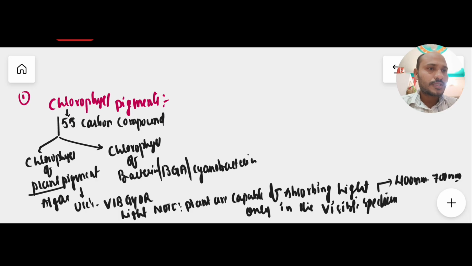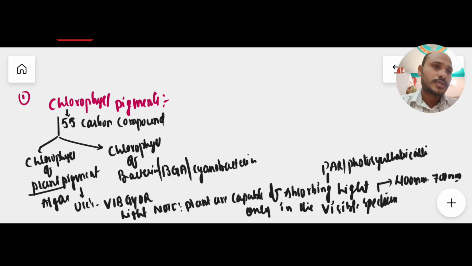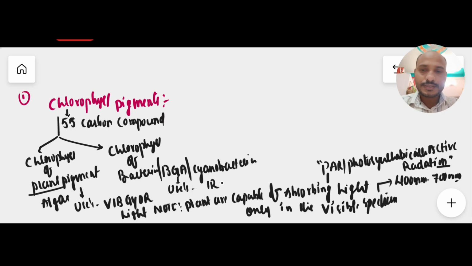This range of visible light is called PAR. Here PAR means photosynthetically active radiation. Only plants absorb this PAR light. And the chlorophyll of bacteria, blue-green algae or cyanobacteria, uses infrared light, IR.